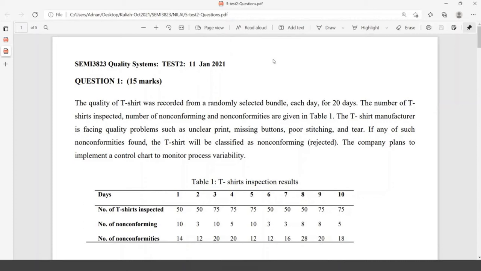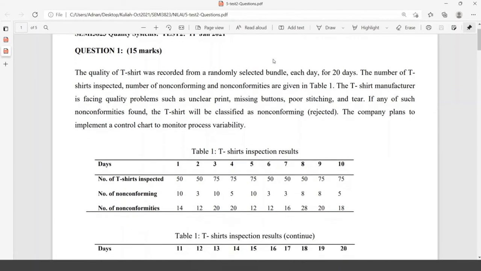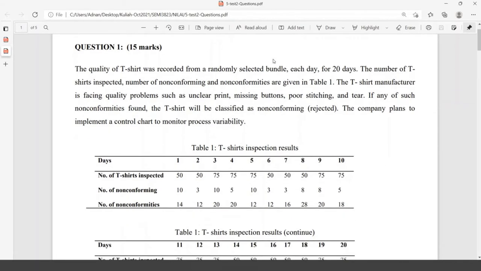Okay, in this question both are given. Non-conforming is given, non-conformities are also given. The t-shirt manufacturer is facing quality problems, such as unclear print, missing button, poor stitching and tear. If any of such non-conformities are found, the t-shirt will be classified as non-conforming. The company plans to implement a control chart to monitor process variability.